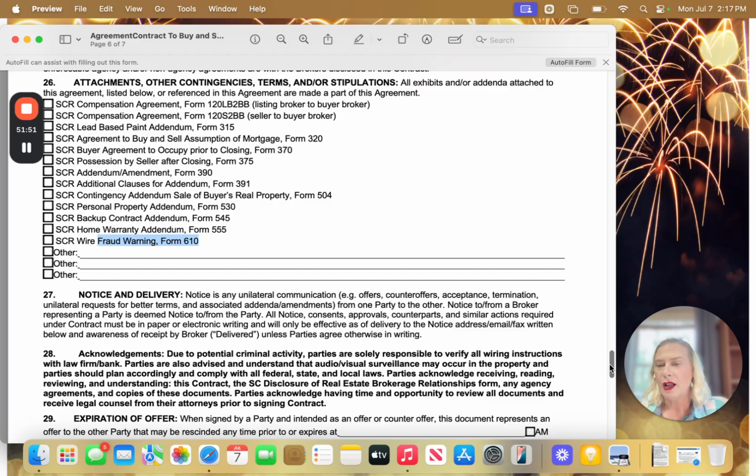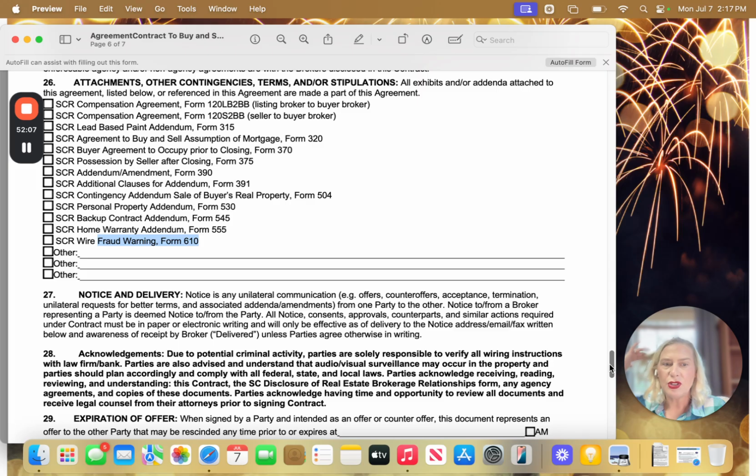Great. And the reason why that's important is because, remember, if you're using this video as a refresher course on how to do the contract, sometimes attachments can go missing if they're not referenced on the main contract. So just try to remember that, okay?